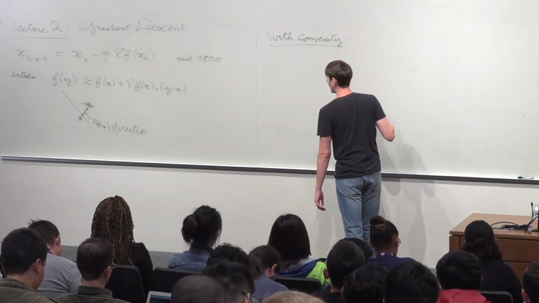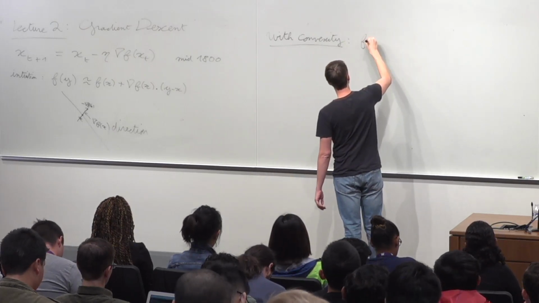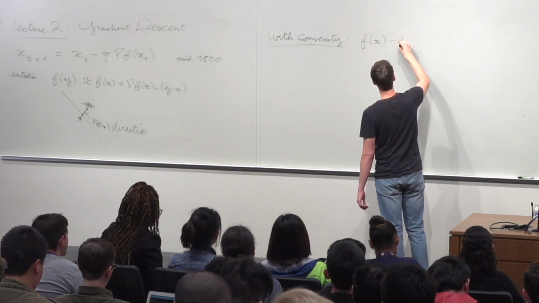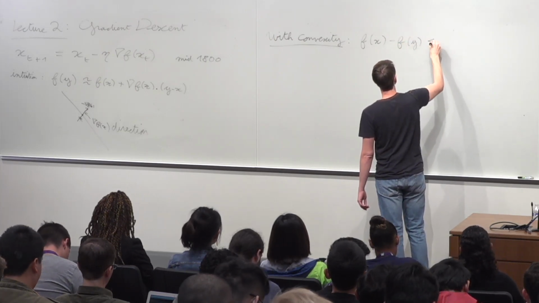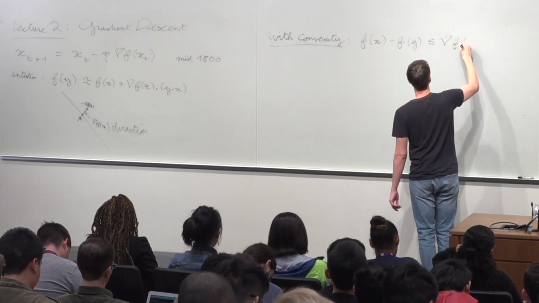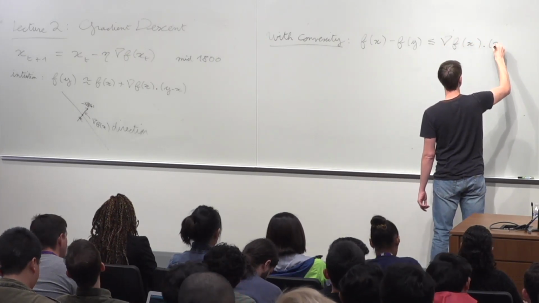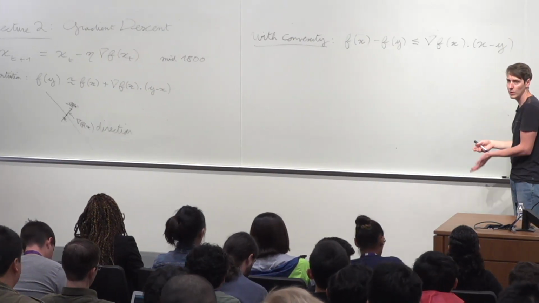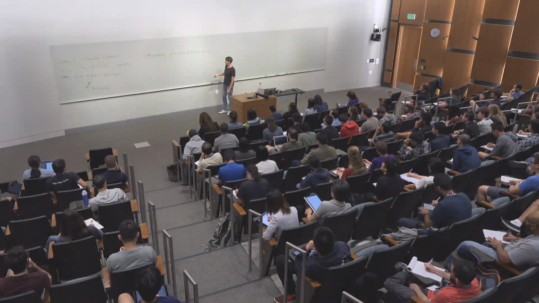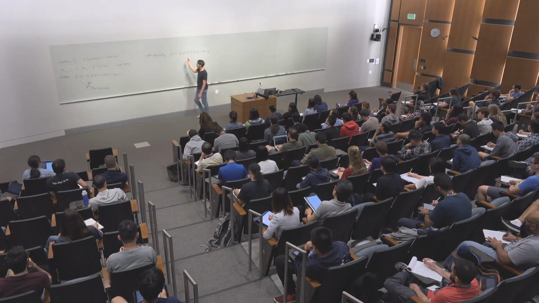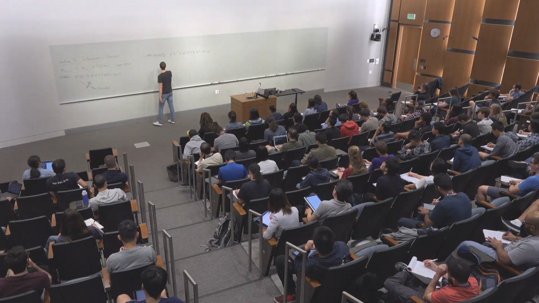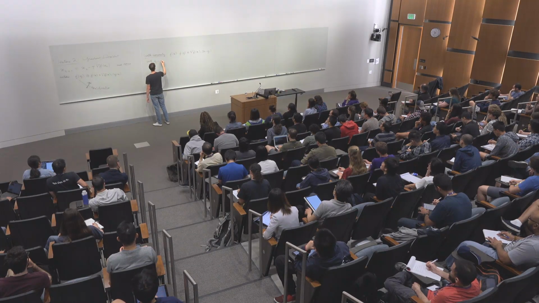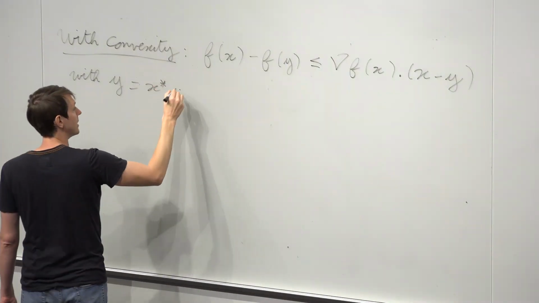Well, we know the following. With convexity, remember the convexity definition is that f of x minus f of y is smaller than grad f of x in a product with x minus y. This is just the property that the function is always above its tangent. So if we look at this inequality with y equals x star, what do we get? We get the following.